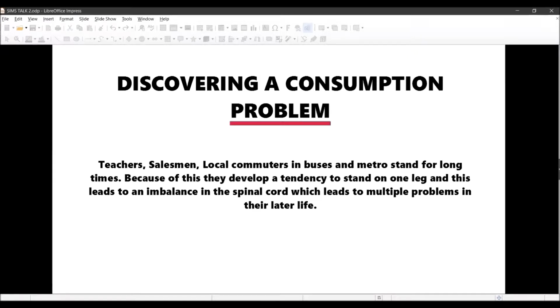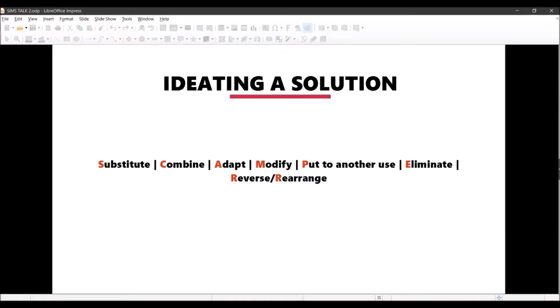So a lot of socially related aspects can be sorted out if teachers, salesmen, and commuters in buses and metro can have a solution for making sure that they stand in a balanced way throughout their entire career. So somebody then started putting together, now how do we find a solution for this problem?